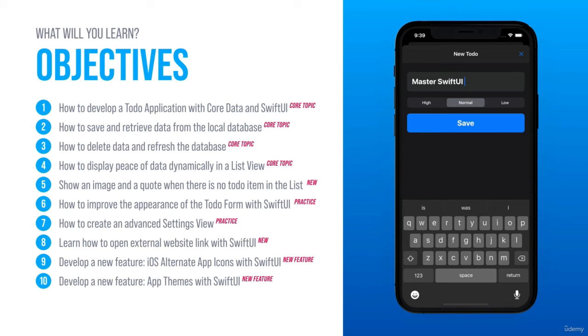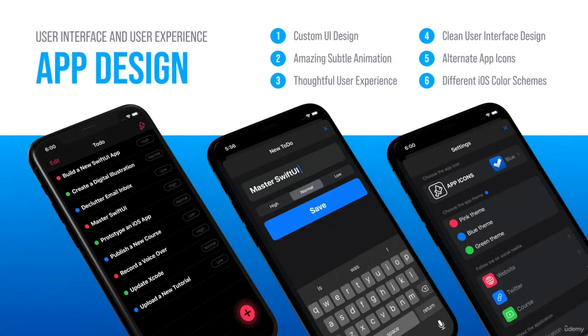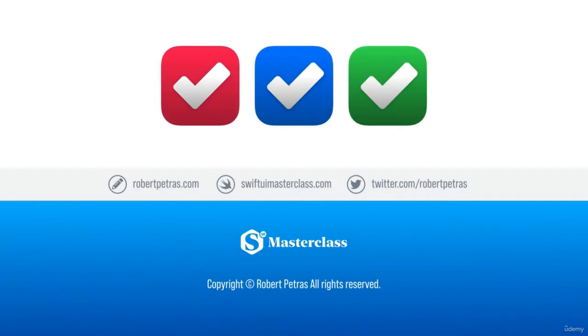Next, how to create an impressive home view with custom illustrations and quotes. After that, how to develop a new feature, alternative icons. On top of that, we will learn how to build another feature, app color themes. And finally, how to open external links like web pages, Twitter, and so on. Without further ado, let's open Xcode and start coding.